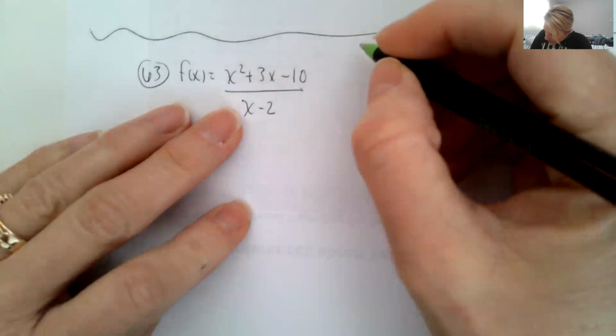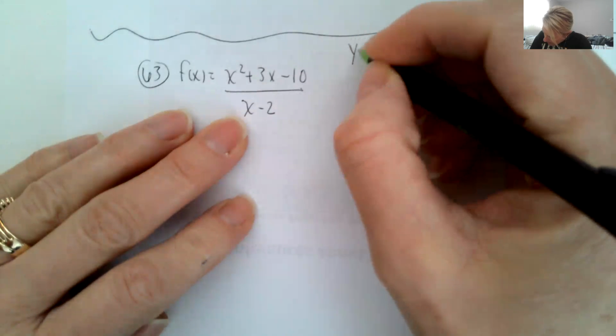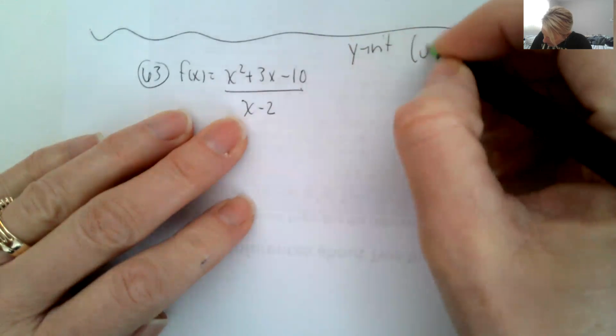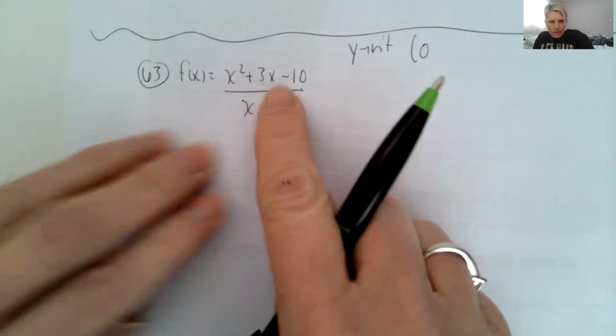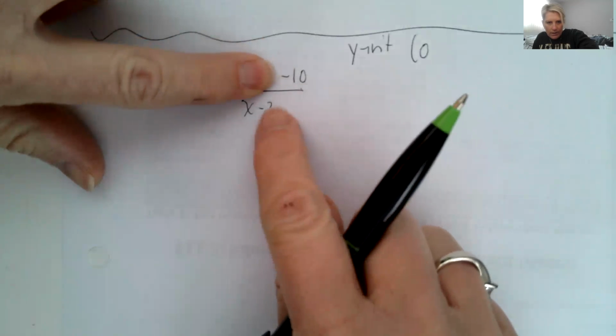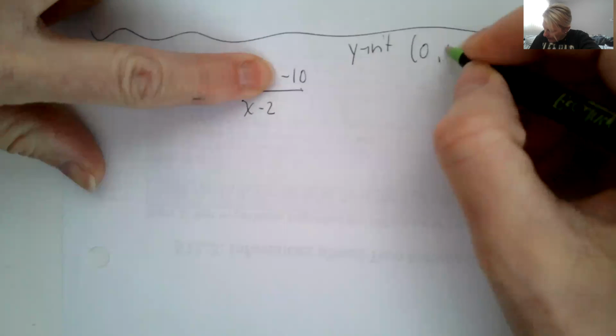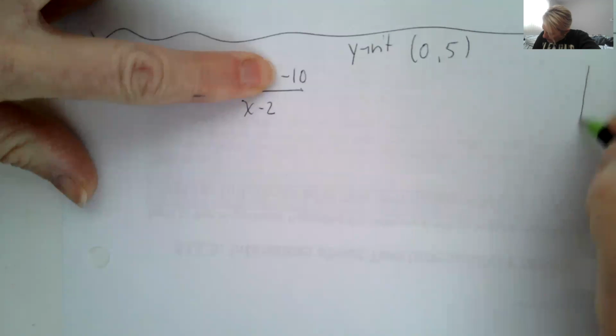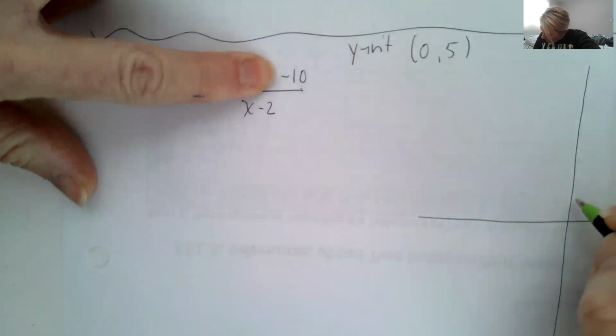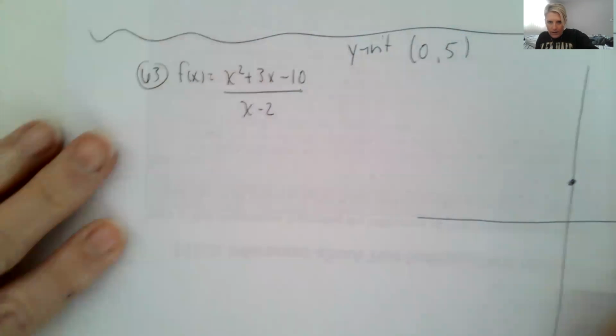Okay, so we're looking at 63. So we have our y-intercept, which is where I like to start. We're putting zeros in here for x. So we get negative 10 over negative 2, which is 5. So there is our y-intercept at 5.